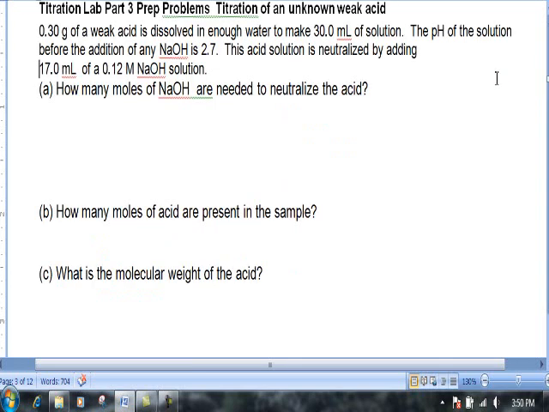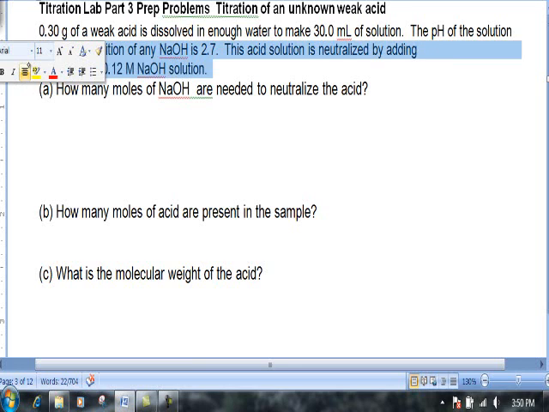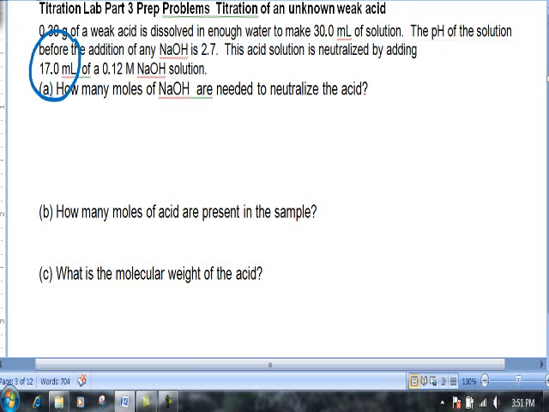Let's go through how to do a calculation for part 3 of the titration lab. Our first question is asking how many moles of sodium hydroxide were needed to neutralize the acid. The given information tells us that we used 17.0 milliliters of a 0.12 molar sodium hydroxide solution. And once again, our capital M tells us how many moles per liter we have of the sodium hydroxide.